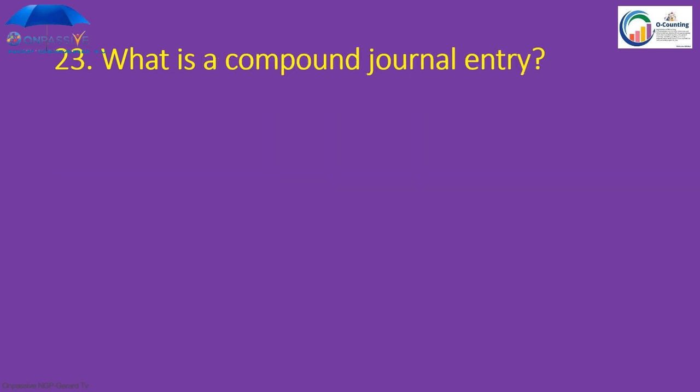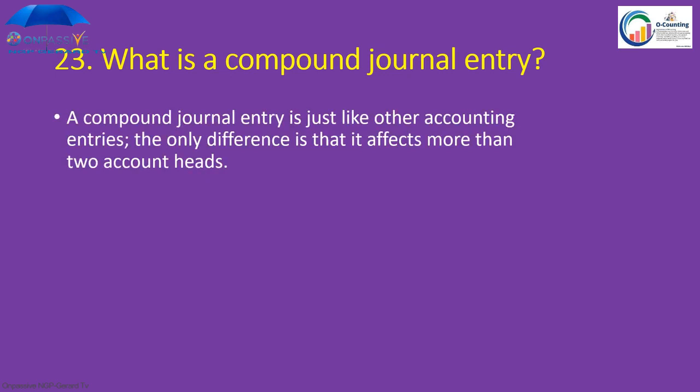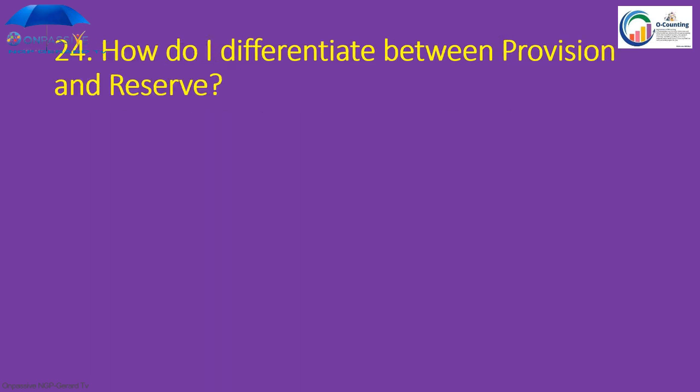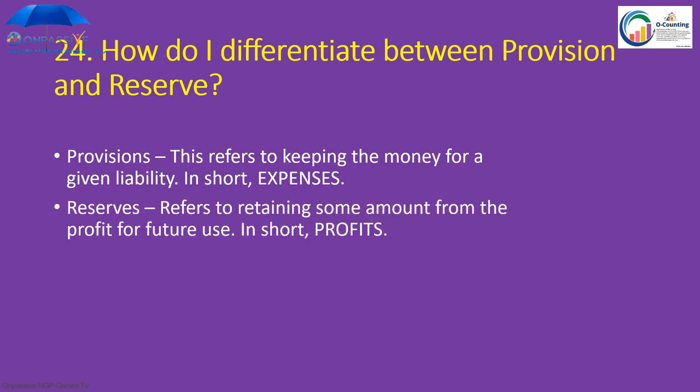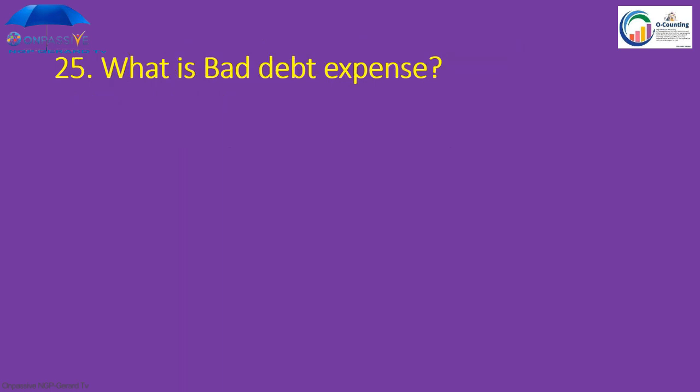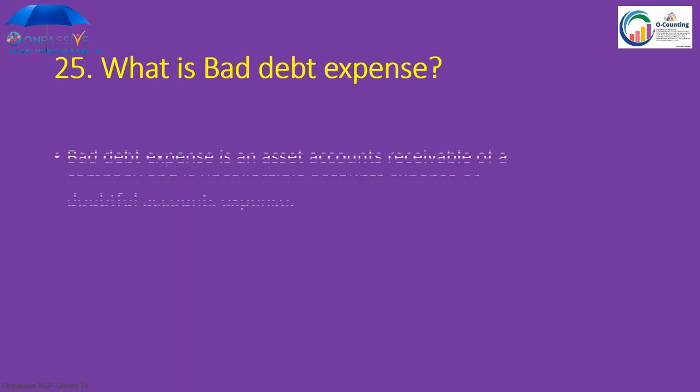What is a compound journal entry? A compound journal entry is just like other accounting entries. The only difference is that it affects more than 2 account heads. How do I differentiate between provision and reserve? Provisions refers to keeping the money for a given liability, in short, expenses. Reserves refers to retaining some amount from the profit for future use, in short, profits.